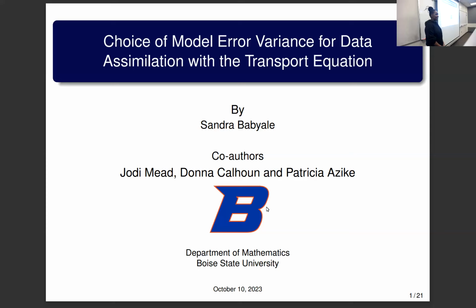So thanks. I'm delighted to stand before you today to present to you a project titled Choice of Model Error Variance for Data Assimilation in the Transport Equation. My co-authors are Professor Babyale and Donna Kaufman, and a fellow student, Patricia Azike.